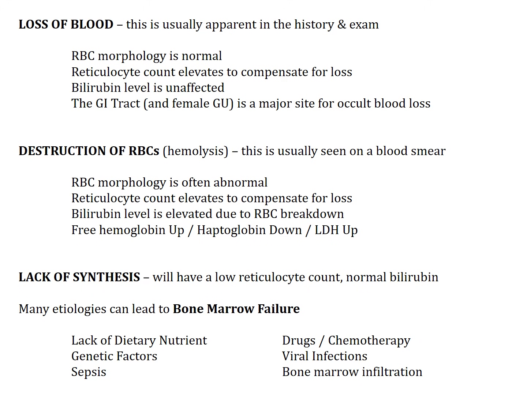A lot of different etiologies can lead to bone marrow failure. We'll talk about these as we move on. Individuals who are deficient in one of the three critical dietary nutrients become anemic due to a lack of synthesis, because you don't have that nutrient necessary to make the red blood cell.